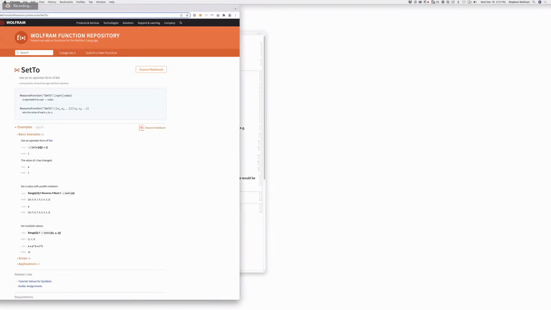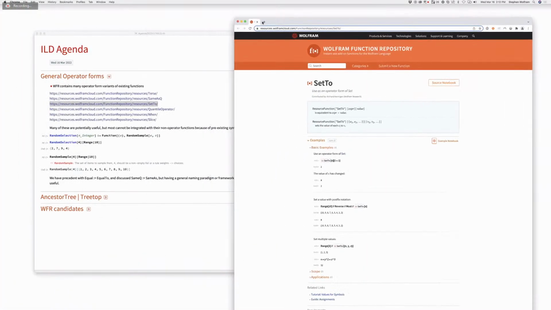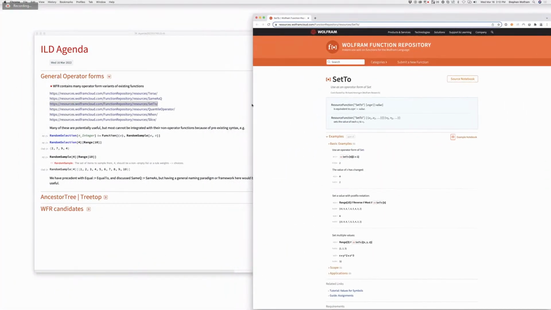So this list of 6 functions here are all relatively popular on the function repository. They're all ones that we would consider looking at, but the question is, do we just want to say these are all things that could be done in operator applied, and so they're not worth looking at? Well, they could be done as x equals blah, x equals hash ampersand. Right, you could obviously make a pure function version of each of these.